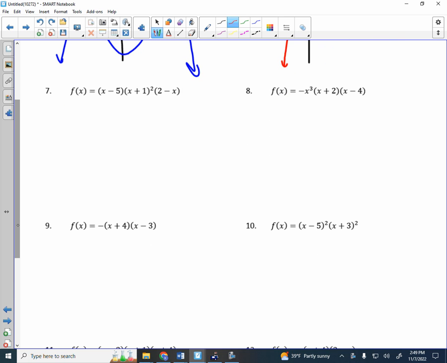So we have 4 more. X to what power? X to the fourth. Positive or negative? Negative. So it finishes down, starts down. See if you can draw it.